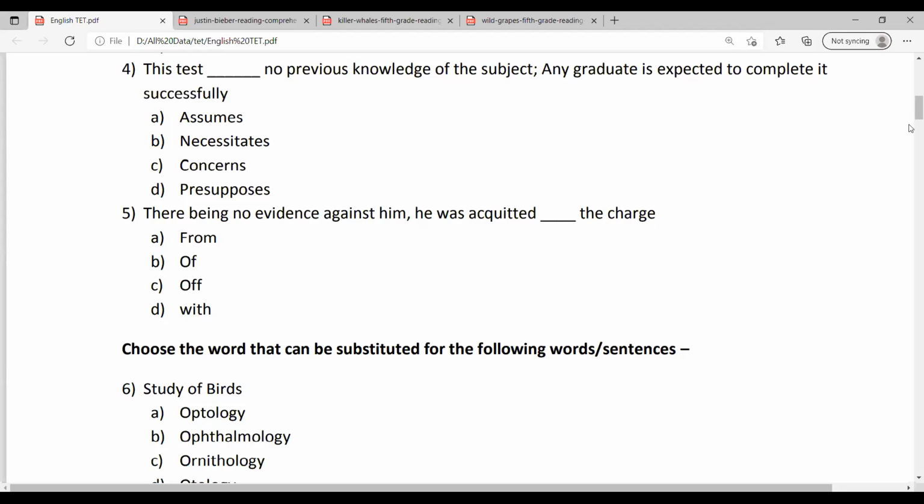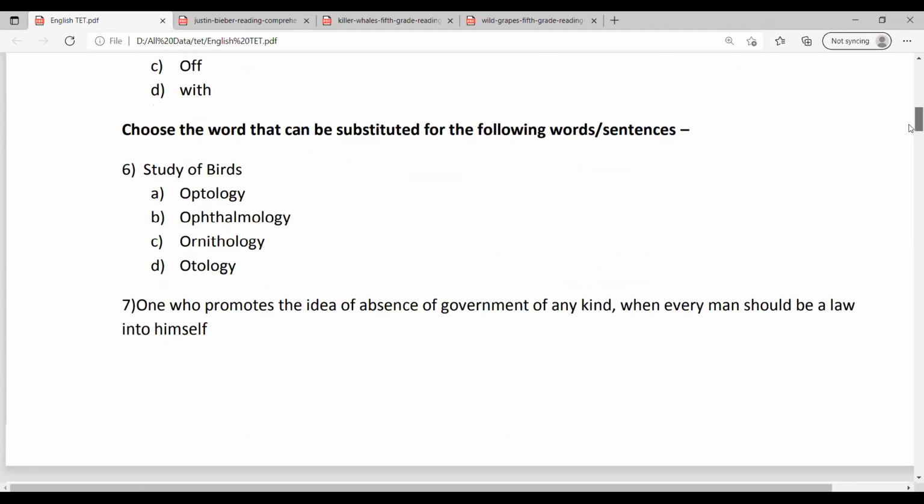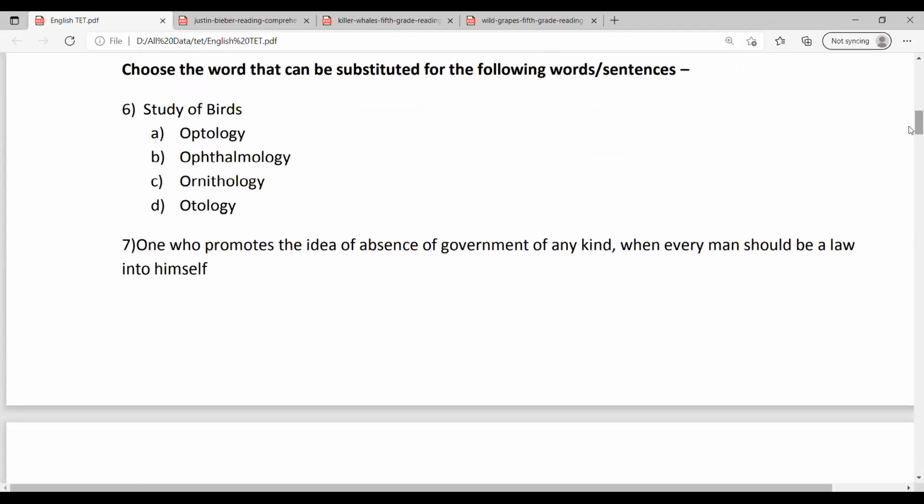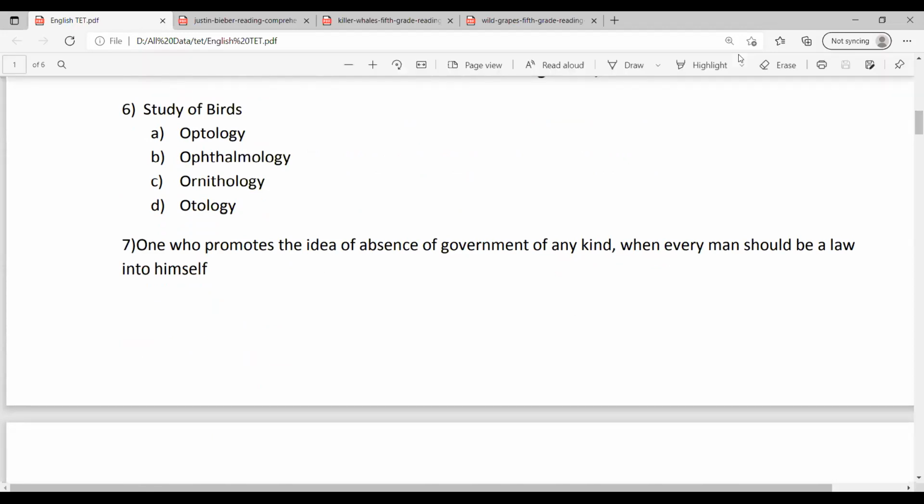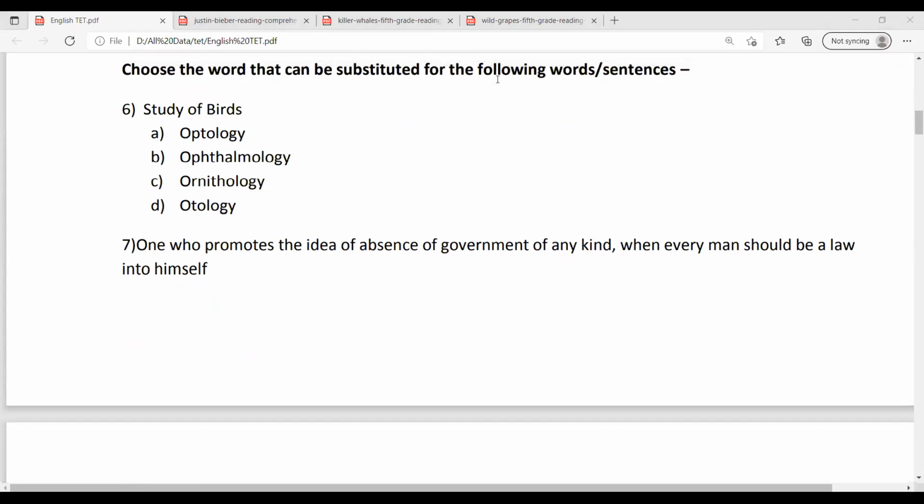Now let's see this. Choose the word that can be substituted for the following words or sentences. Study of birds. Ornithology. Are you sure? Yes, ma'am. Correct? Okay, ornithology. So see, you get these kind of questions also.